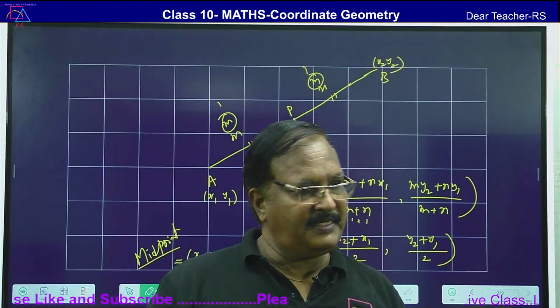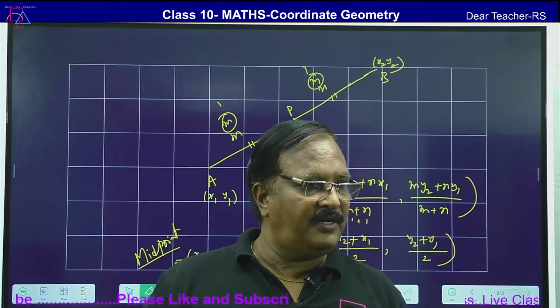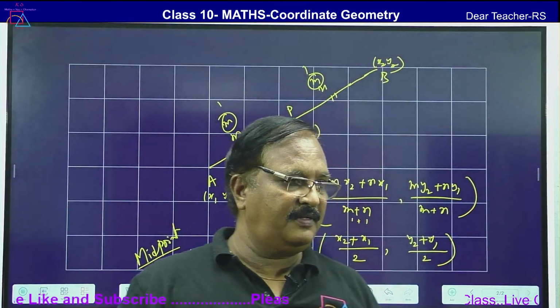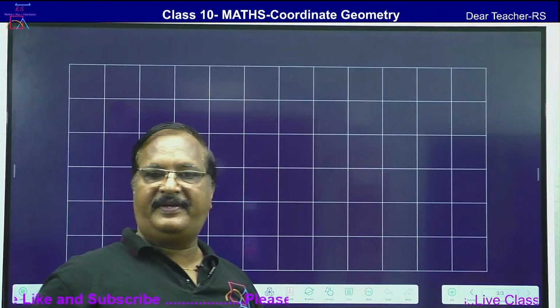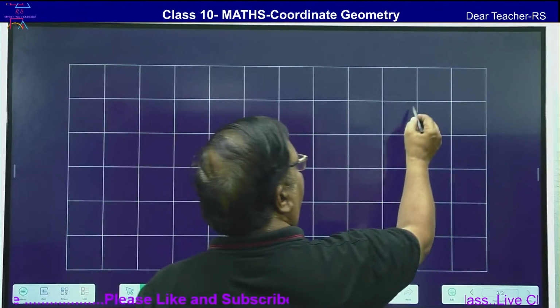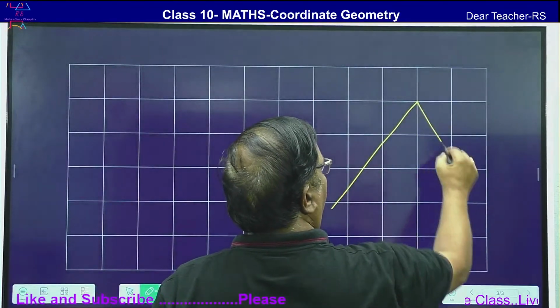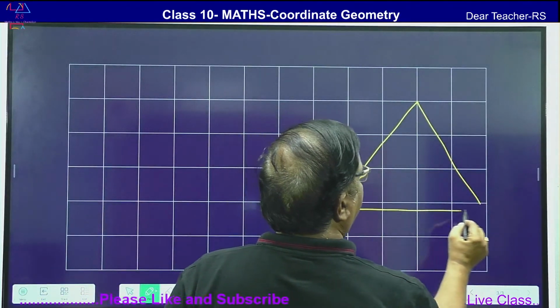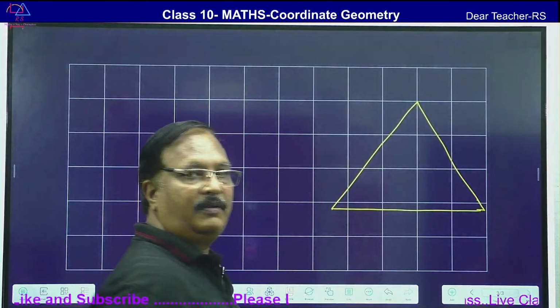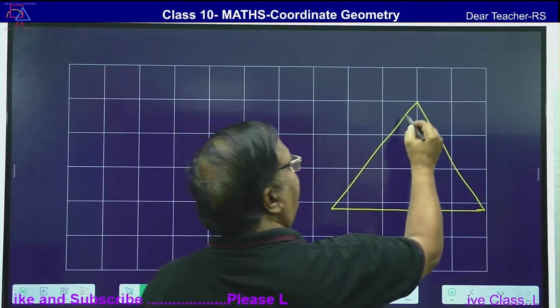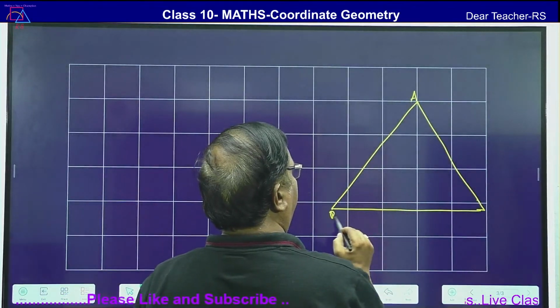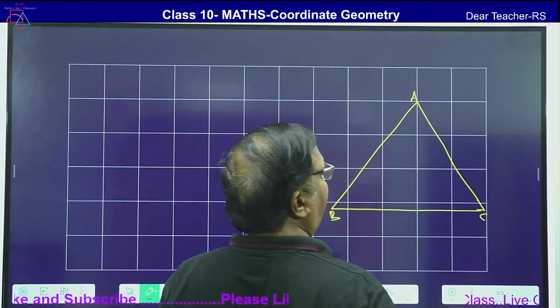Important concept is the centroid. So what is centroid? Centroid is also very, very important. So there is a triangle ABC. Centroid is the point of intersection of medians.